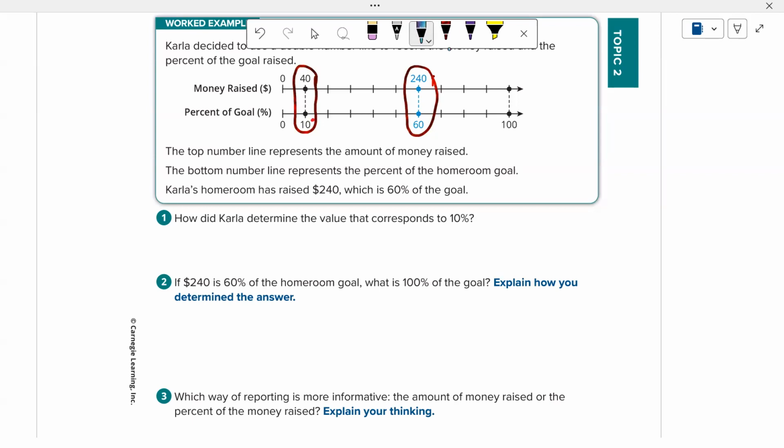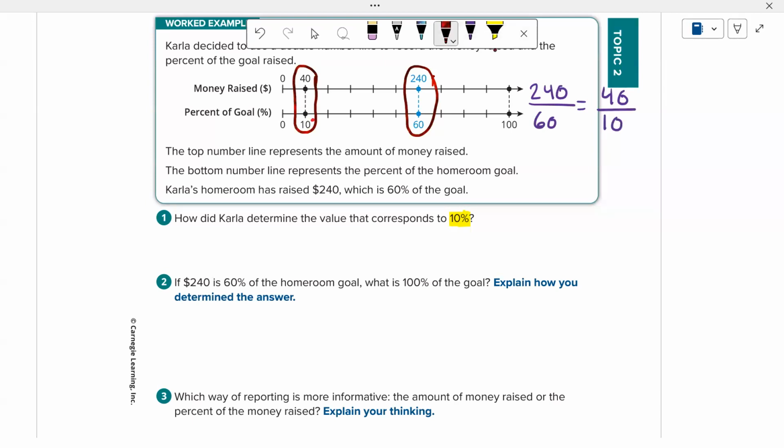So we're going to answer number 1. How did Carla determine the value that corresponds to 10%? So they want to determine up to 10%. Notice here, this is a double number line. This is money raised on the top bar, percent of goal at the bottom bar. So $240 is 60% of the goal. $40 is 10% of the goal. Once again, we could set that up as equivalent fractions or ratios, as you already know. So I'm just setting that up right here.